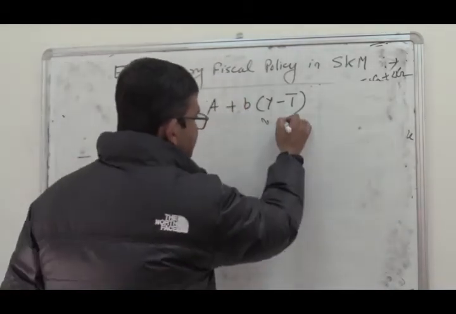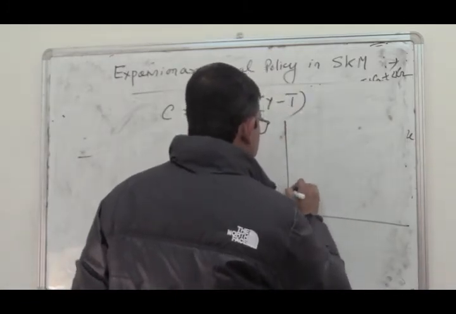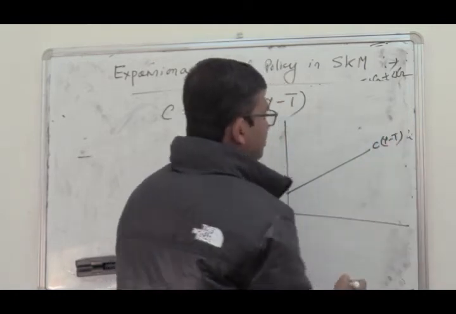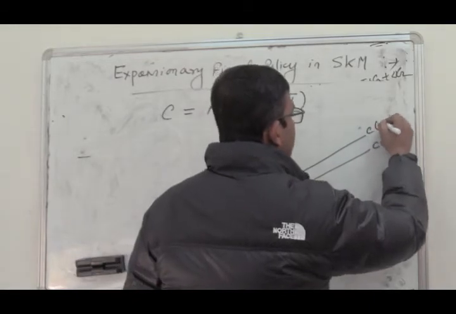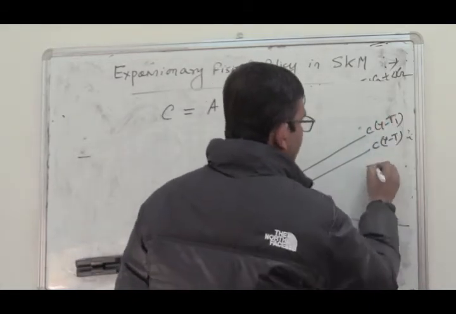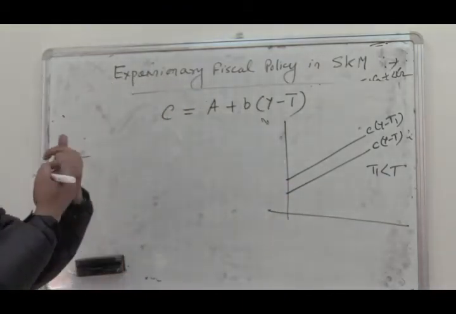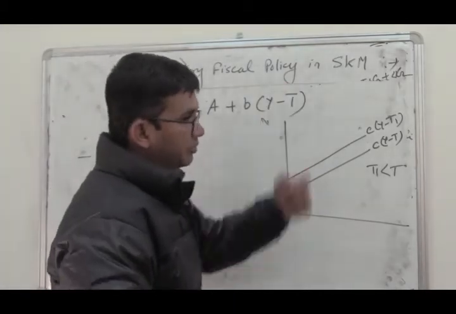So what we see, if this is the consumption function, C = a + b(Y - T), whenever T falls, it will become Y - T1 where T1 is less than T. So if there is any decline in tax, the lump sum tax consumption function will shift upward.